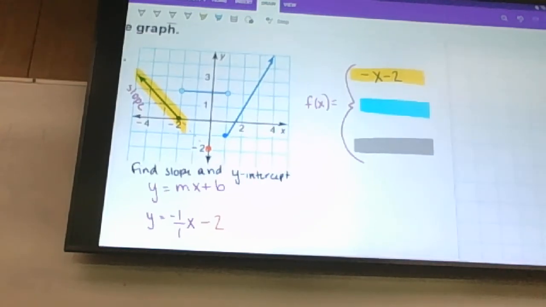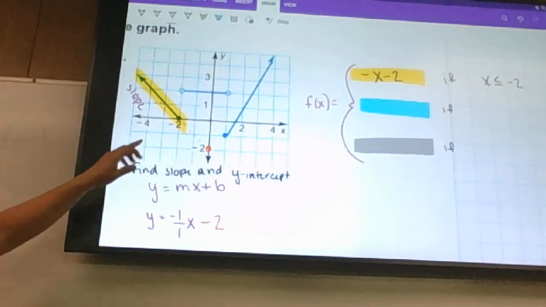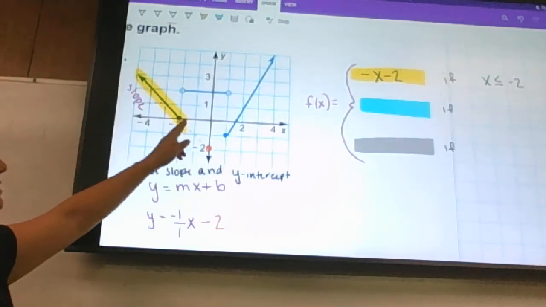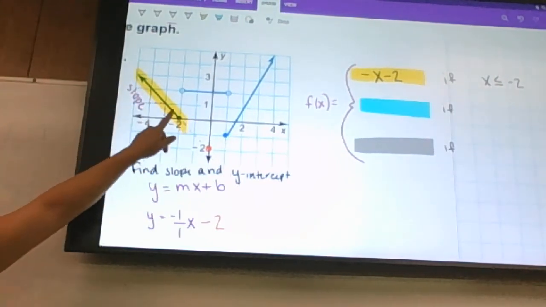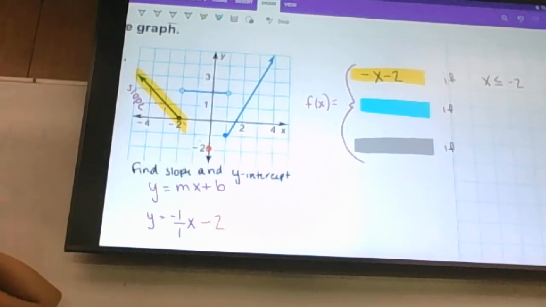And then I need to make my if statement. Now this one begins at x equals -2. So I'm going to say less than or equal to -2. It's going this way, so I know it's where the x's are less than. It's a closed dot, so I do an equal sign.